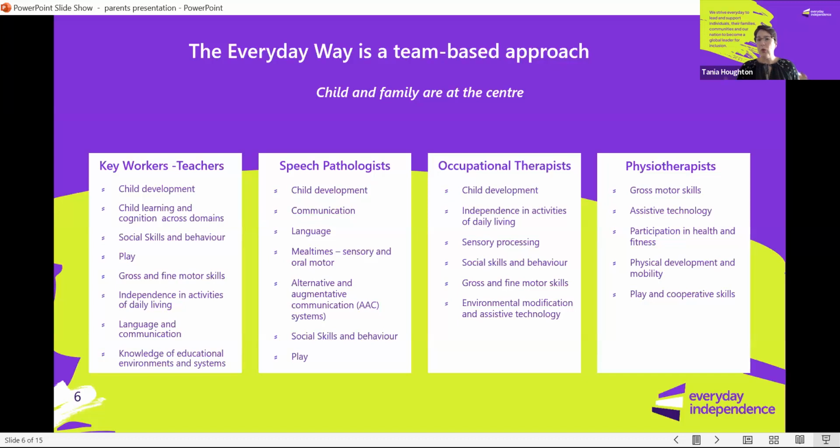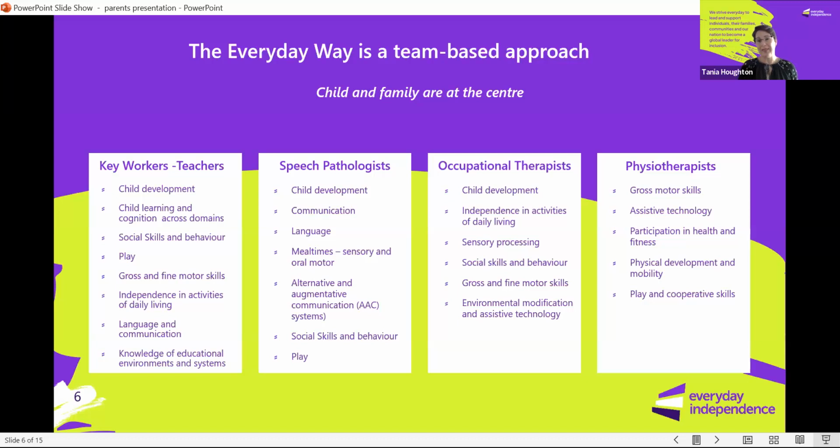So the key workers bring all the skills from the team together, and they work primarily with the child and family, and they'll do the assessment, they'll do the planning, forming goals with the family and the child. They'll work across the environments that the child lives and learns in, and they will deliver therapy. And when we talk about therapy, we talk about the strategies, information, resources that will help that child and help that family to be able to support that child.